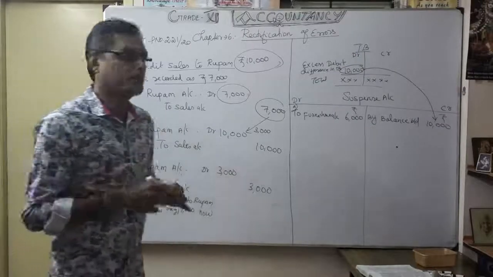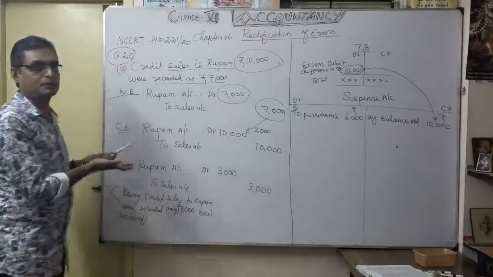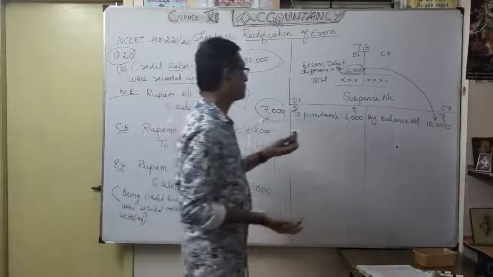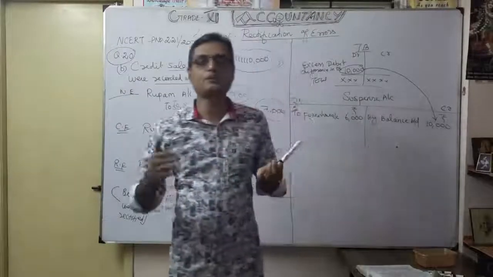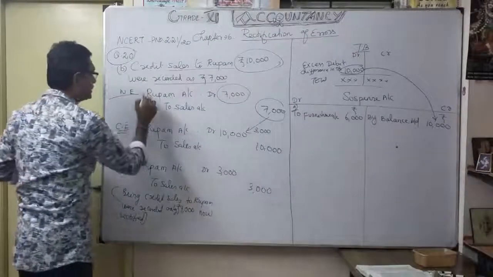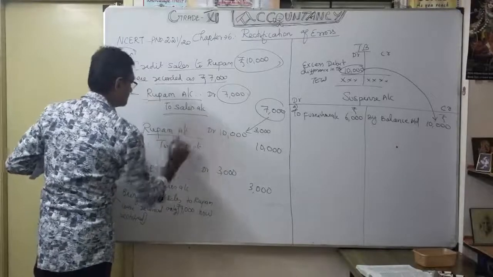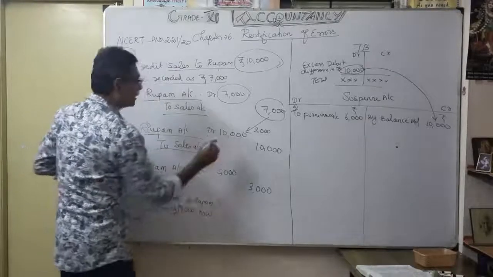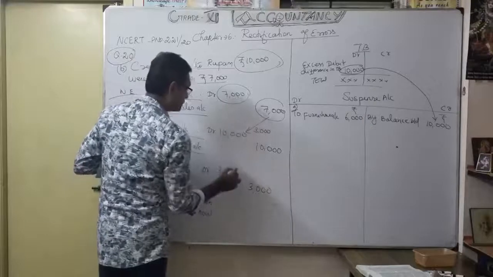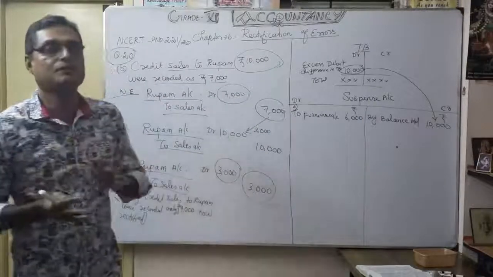But here there is no question of a one-sided error, so no need to write a suspense account. No question of posting to suspense account here. That's very, very important. So all the entries are the same. See here, all the entries are the same. The only thing is the amount: 7,000, 10,000, here 3,000. The difference is what we give the effect. Understood now?